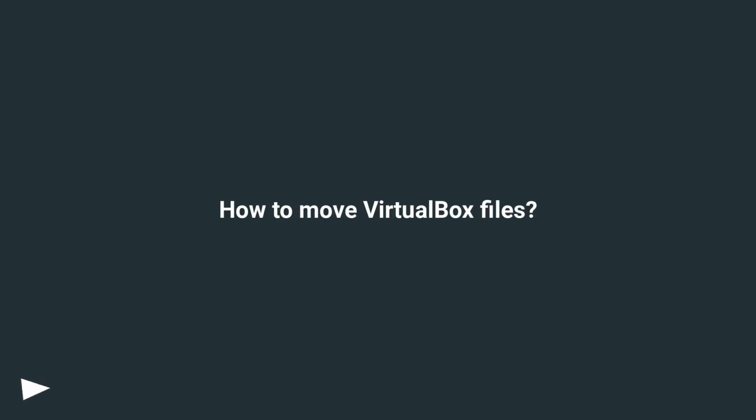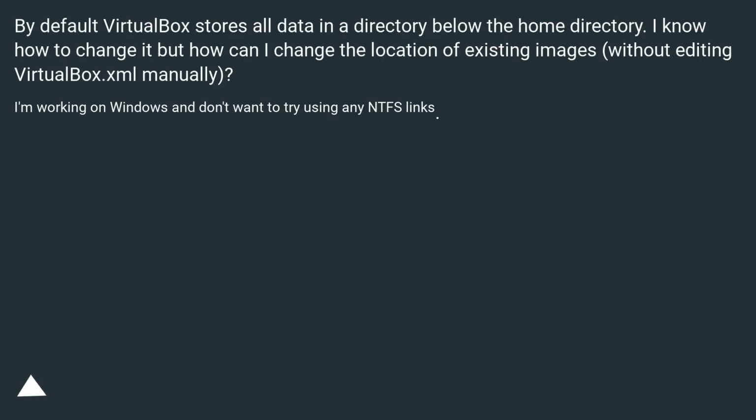How to move VirtualBox files? By default, VirtualBox stores all data in a directory below the home directory. I know how to change it, but how can I change the location of existing images without editing virtualbox.xml manually? I'm working on Windows and don't want to try using any NTFS links.